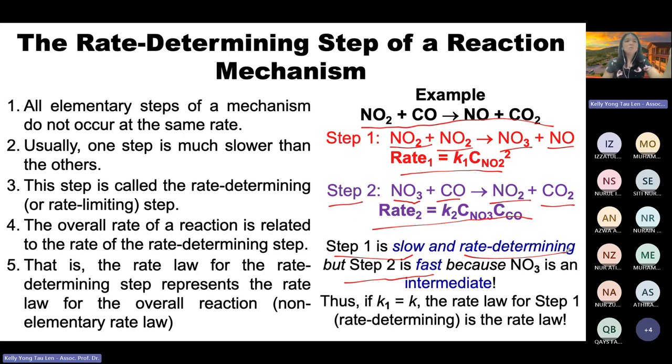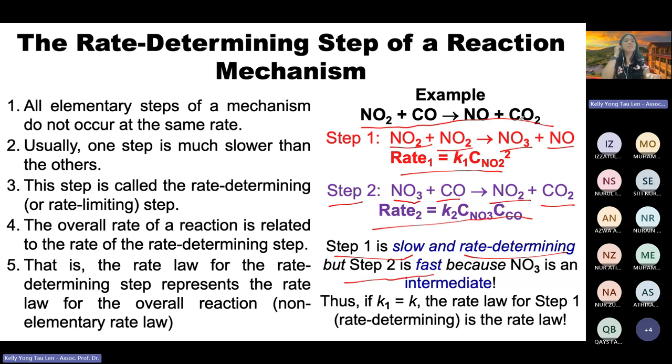So rate law untuk rate determining step tu menjadi rate law untuk keseluruhan reaction. So contoh dalam kes ini, dia kata tindak balas pertama ni yang lambat. Okay, so therefore it becomes the rate law for the entire reaction. Right? Okay, so if I recap back, just to avoid your confusion, if let's say dia adalah non-elementary rate law, maksudnya the reaction order dah tak ikut stoichiometric coefficient.